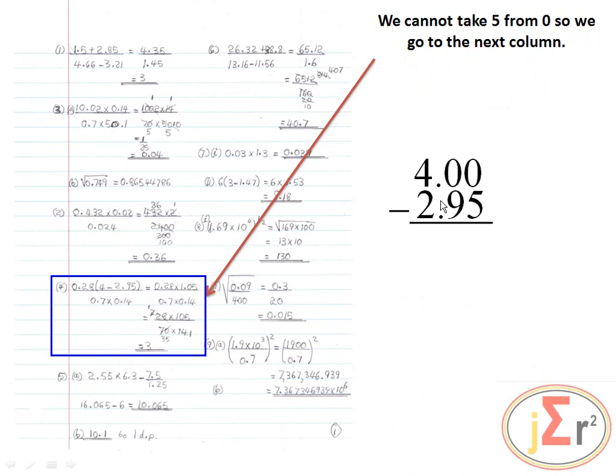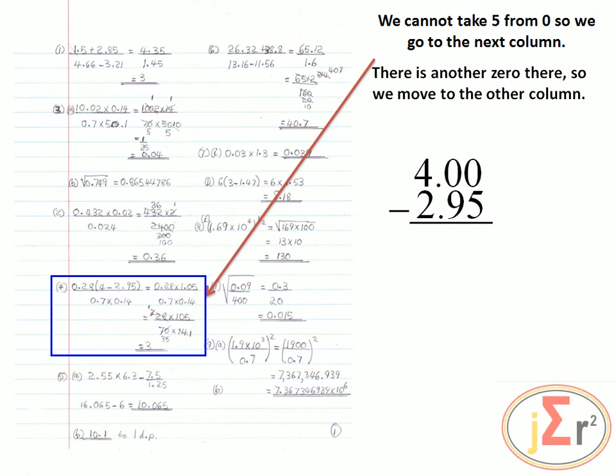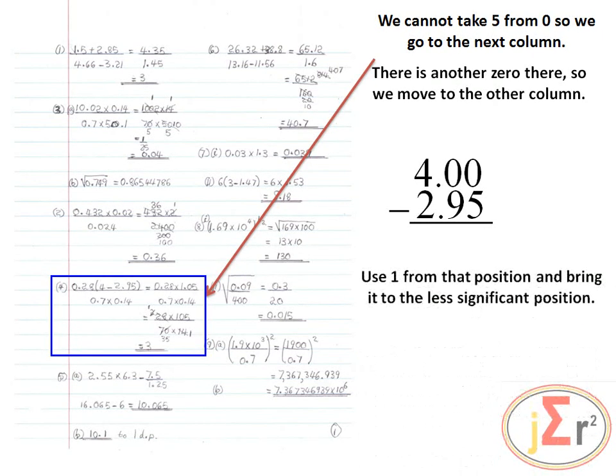We need to begin by saying 5 from 0, but we cannot do that. We cannot take 5 from 0, so we go to the next column. And what do we have in the next column, which is this one? Another 0. There is another 0 there, so we move to the other column, which is this one. Therefore, by that time, we should be all the way over to the extreme left.